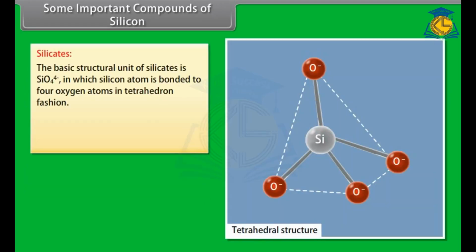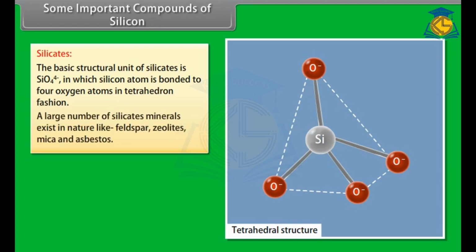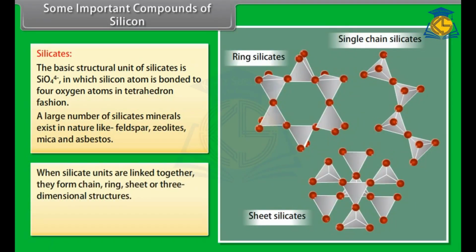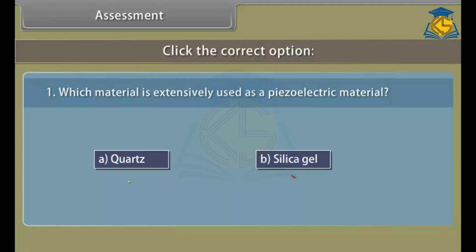Silicates. The basic structural unit of silicates is SiO4 4-, in which a silicon atom is bonded to 4 oxygen atoms in tetrahedron fashion. A large number of silicate minerals exist in nature like feldspar, zeolites, mica, and asbestos. When silicate units are linked together, they form chain, ring, sheet, or three-dimensional structures. Glass and cement are 2 important man-made silicates.